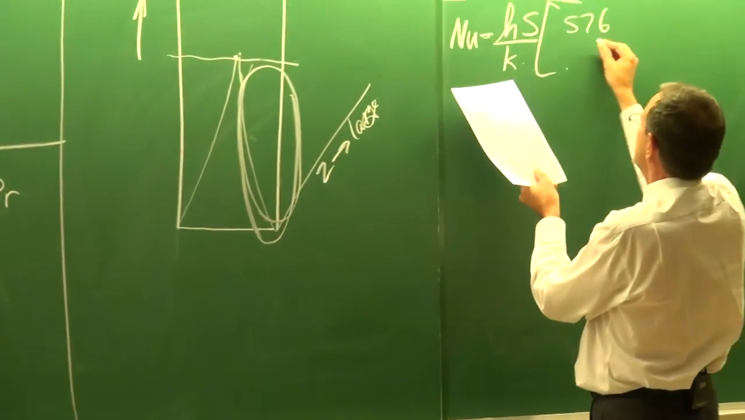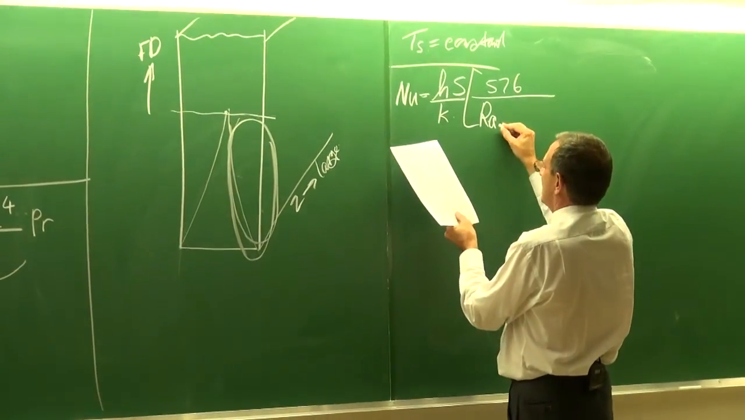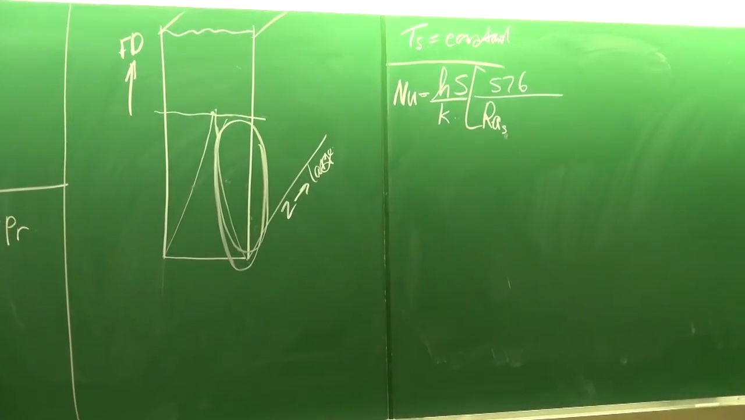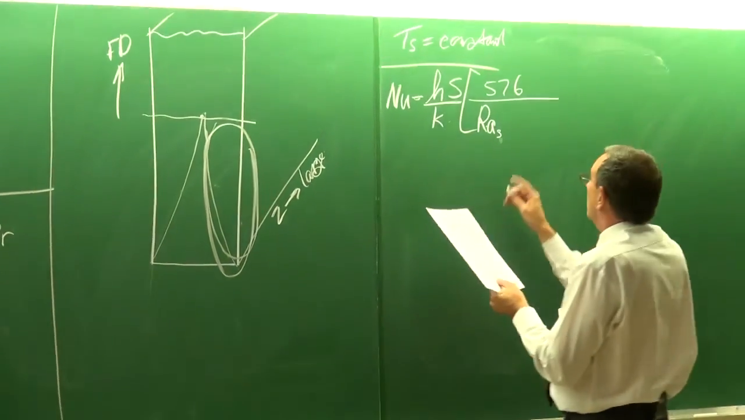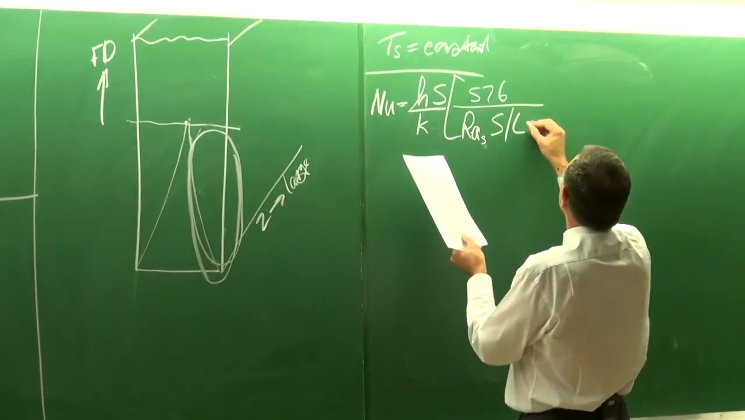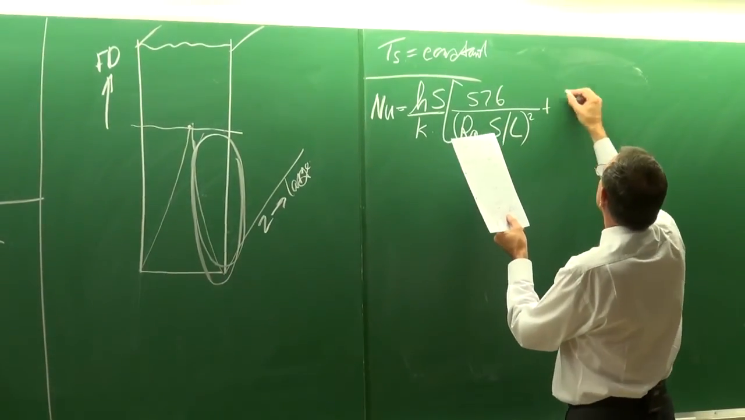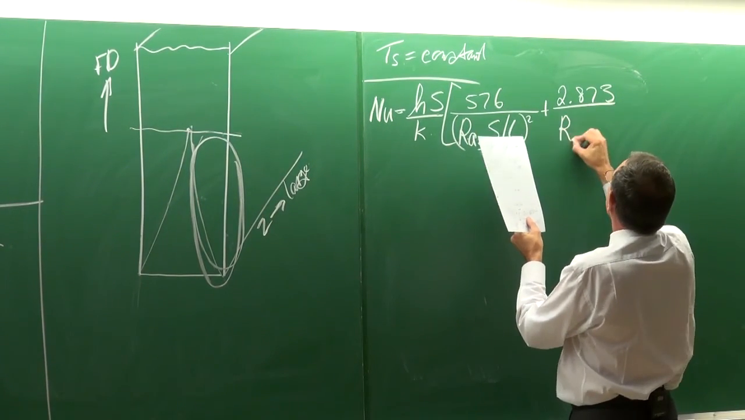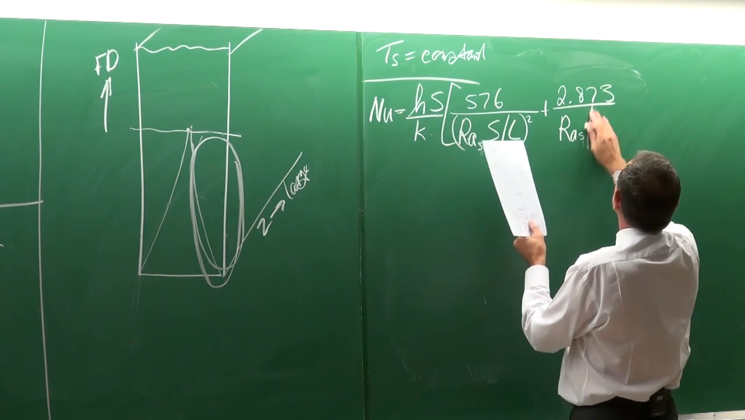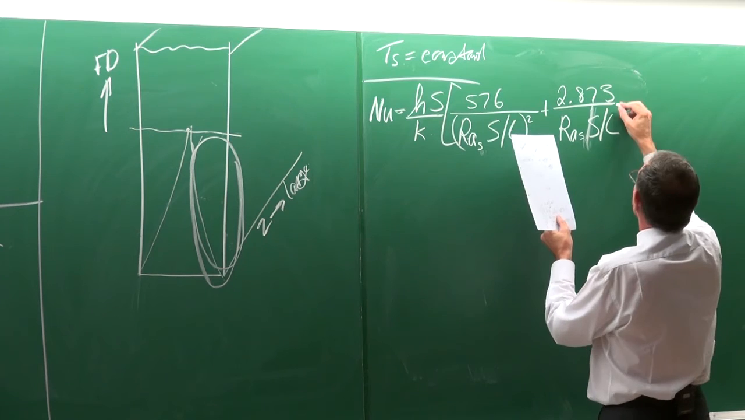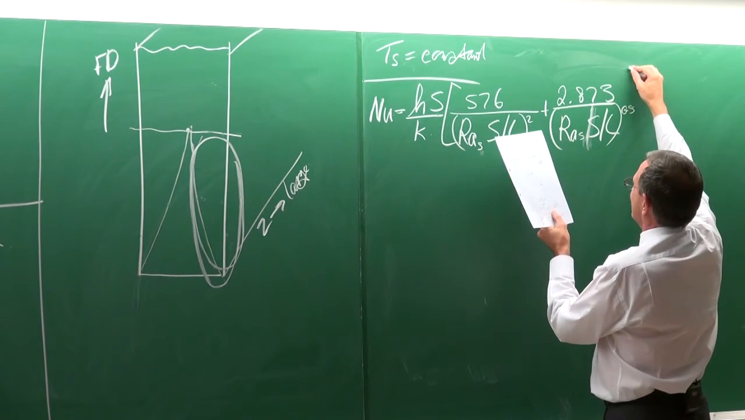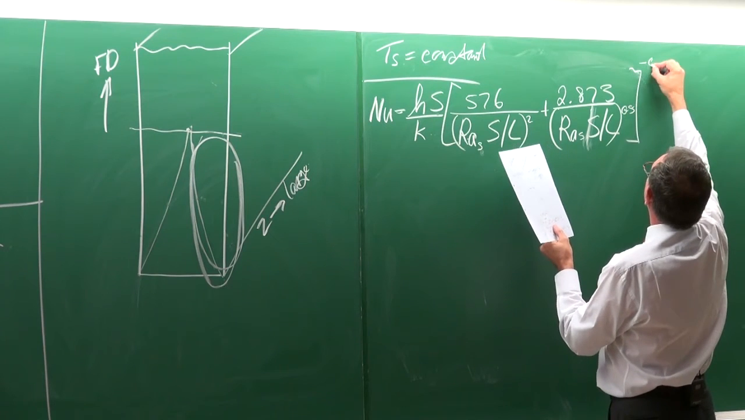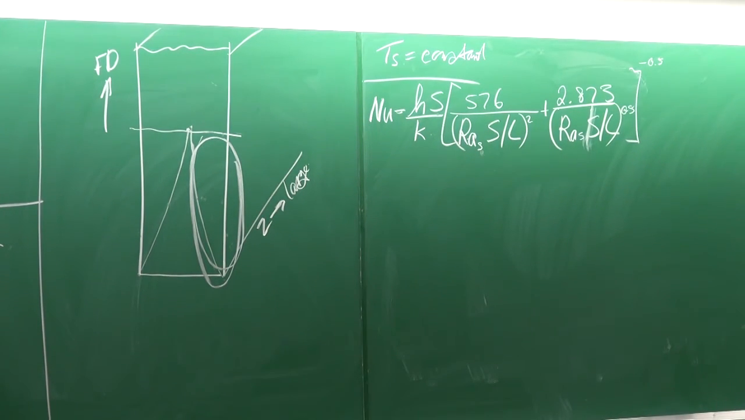And that equation looks something like that: 576 divided by the Rayleigh number, take note, based on S, the fin spacing, multiplied by S divided by L, squared, plus 2.873 divided by the Rayleigh number based on the fin spacing, multiplied by S divided by L, to the 0.5, and everything to the power minus 0.5. So that is typically how the equation looks to get the Nusselt number.